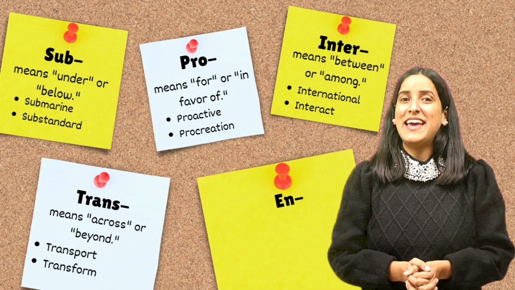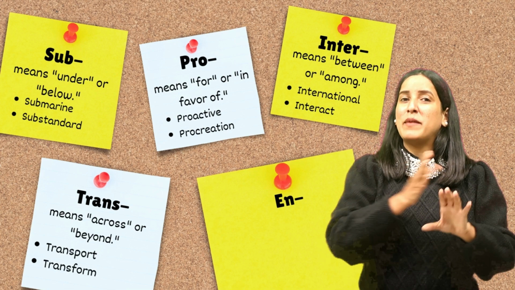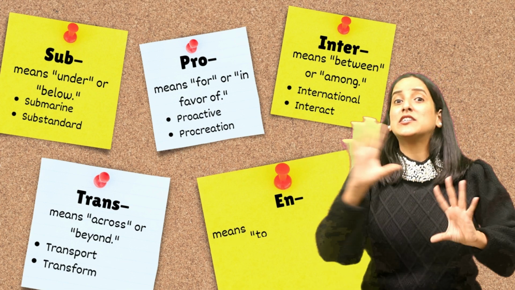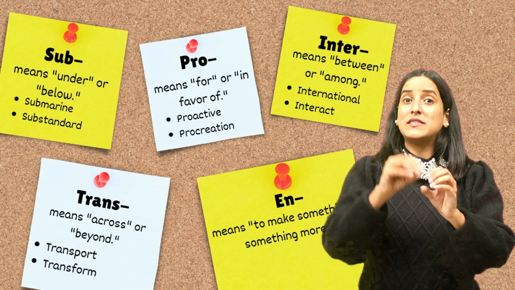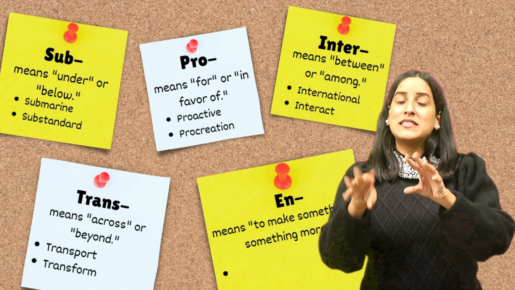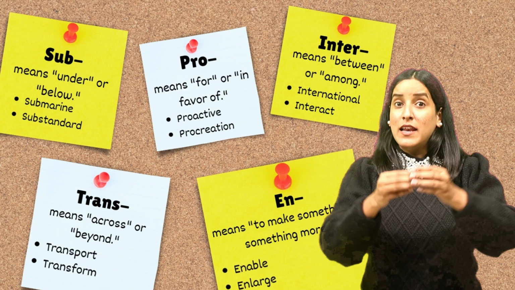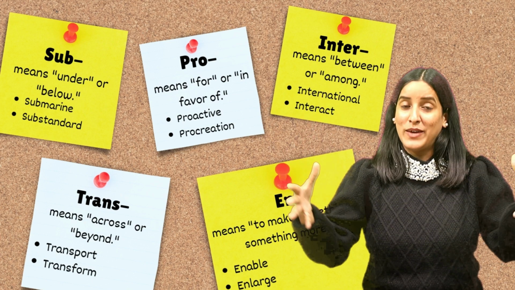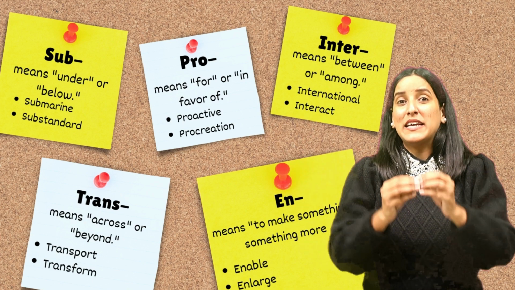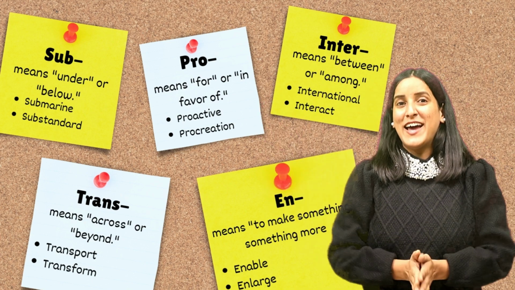This one, en. Now this prefix means to make something a little more. For example, able becomes enable. It means to make something possible, enable it. Large becomes enlarge. Okay, now again, it means to make something larger, right?